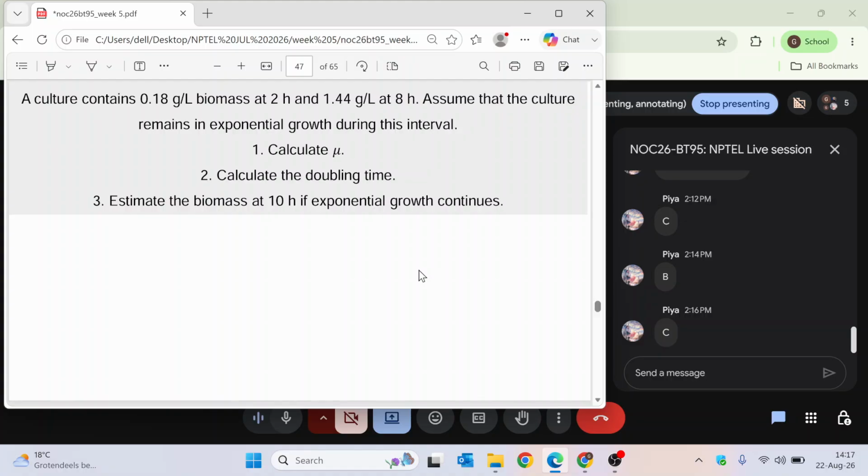You are given the time and the population. You have to calculate the growth rate, doubling time, and at a given time what would be the population.